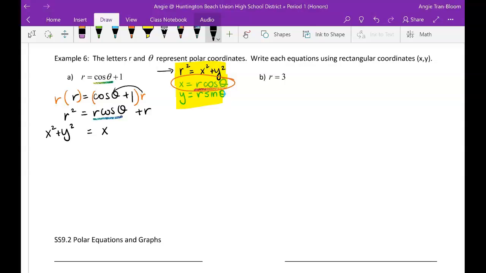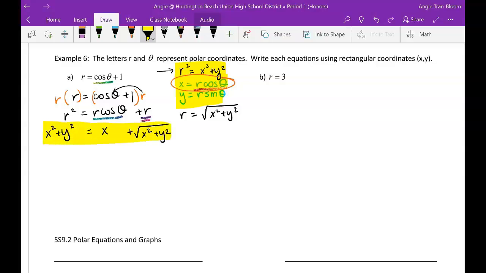Now, this one says r is what I need to convert it out. Well, earlier, if r squared is x squared plus y squared, then r can be thought of as the square root of x squared plus y squared. So yes, you can also drop it down just like that. Okay, so this is as simplified as it's gonna get.